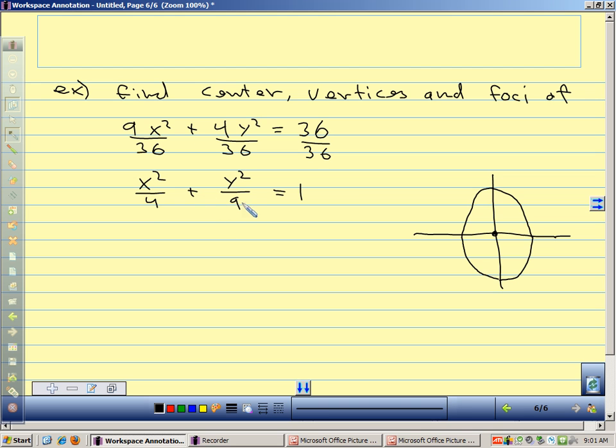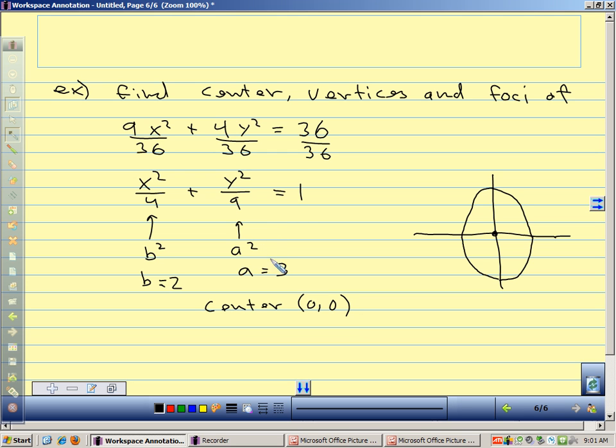From this equation, the biggest number is always a. So this number is a squared, and this number is b squared. So a equals 3, and b equals 2. And from this equation, where's my center? I don't have anything adding or subtracting the x. I don't have anything adding or subtracting the y. So we're going to be at 0, 0. So the center is 0, 0. So we found one thing that we're looking for.